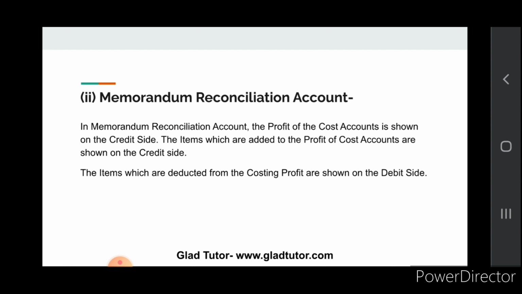In the memorandum reconciliation statement, the profit of the cost account is shown on the credit side, and the items which are added to the profit of cost account are shown on the credit side. The items which are deducted from the costing profit are shown on the debit side.